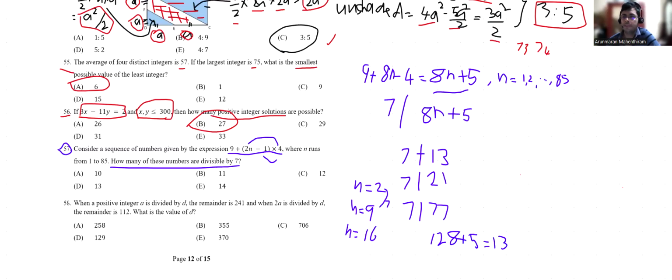This is divisible by 7. 7 divides 133. So the possible values of n are 2, 9, 16, 23.